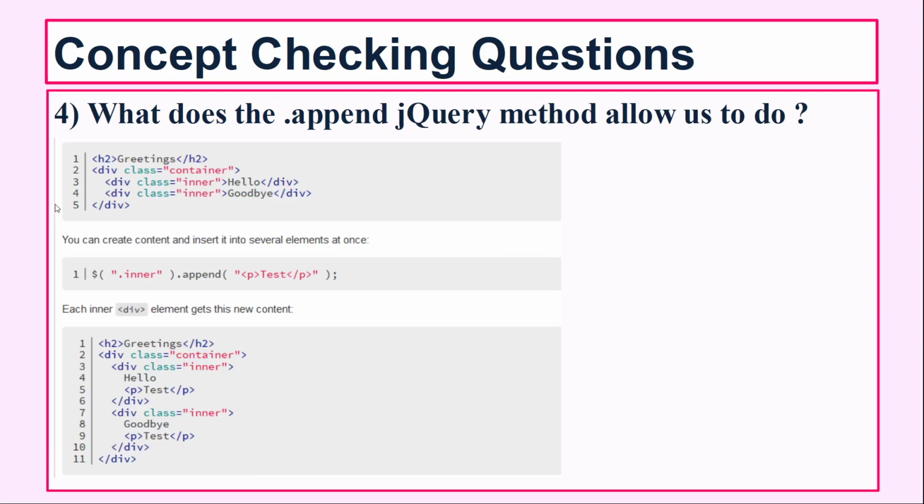And the fourth question, what does append do? Well, append allows us to create and add in content. So if we look here, and we have, let's say, this HTML, and we're saying, look, for this selector, append test. What the new one will be is, for each inner selector, we've got the first one, we'll create or add in this test paragraph here. And for the second selector, we'll add in the same thing. So it just creates content within your HTML.